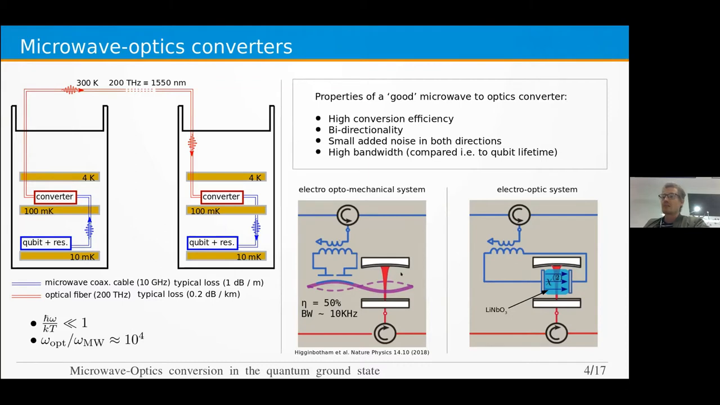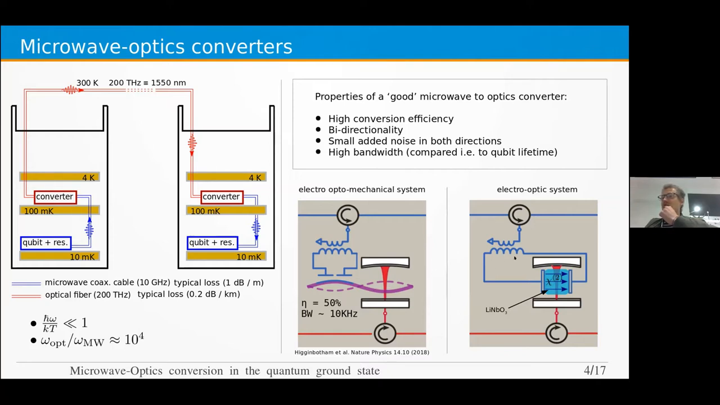A design that has been successful is a design that includes a mechanical element. So the optics is coupled through the mechanics and the microwave is coupled to the mechanics too. Therefore you can couple the optics and microwave through this mediator. These systems have shown up to 50% efficiency, but they typically suffer from quite low bandwidth and also from some significant added noise. It's due to the fact that the mechanical mediator usually has a low resonance frequency.